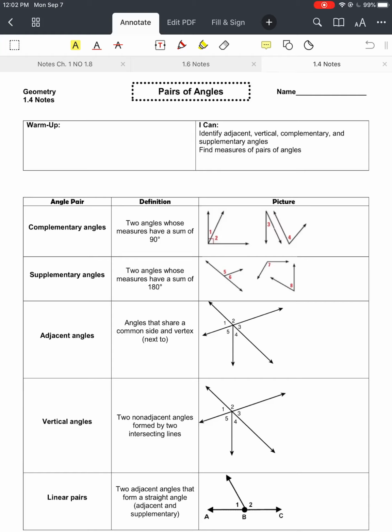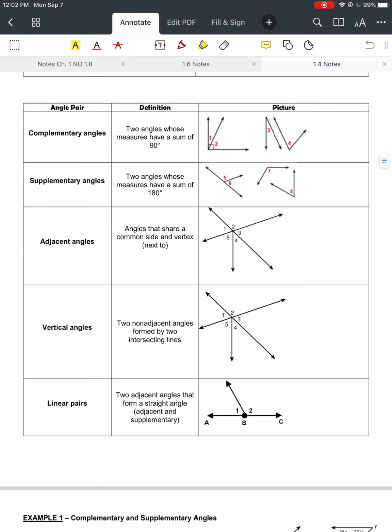Hey everyone, Miss Barber here again for lesson 1.4 in geometry, pairs of angles. Our learning targets for today are being able to identify adjacent, vertical, complementary, and supplementary angles and find measures of these angle pairs. So lots of vocab coming at you to start.